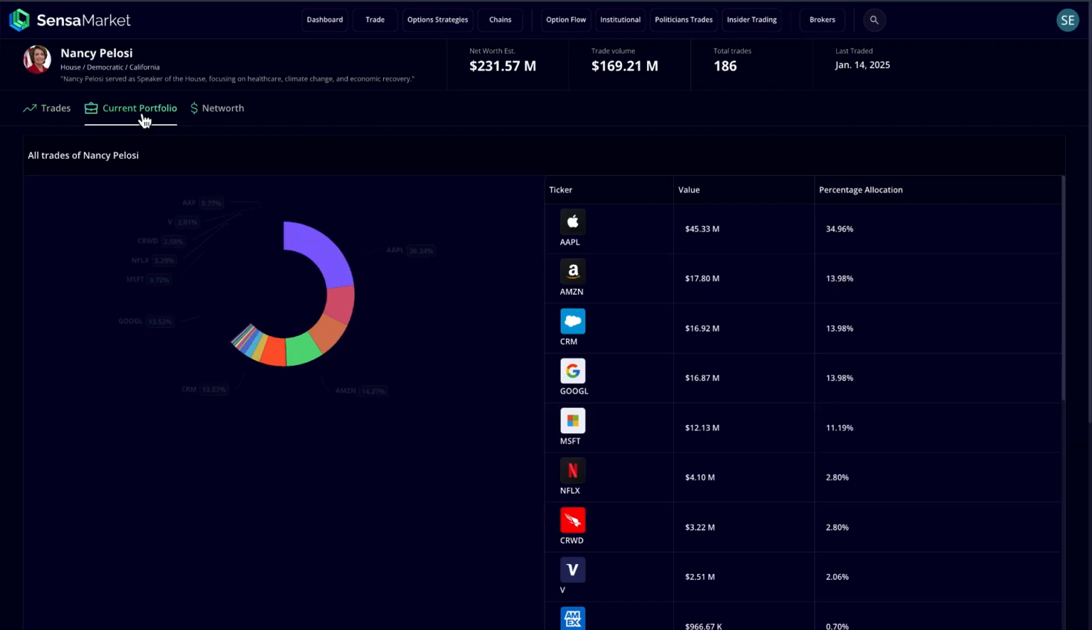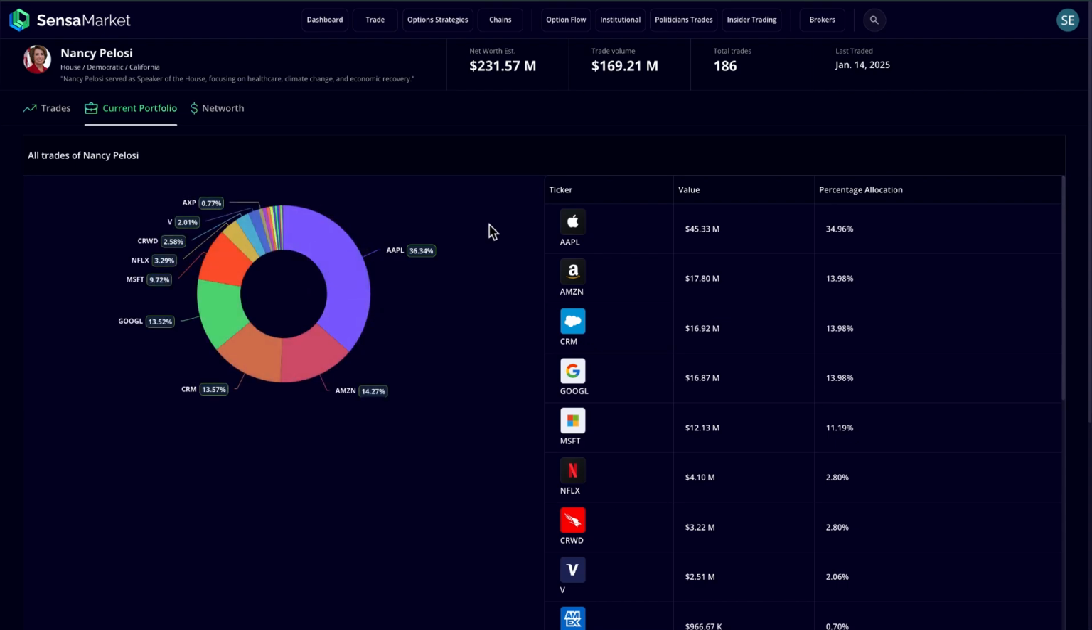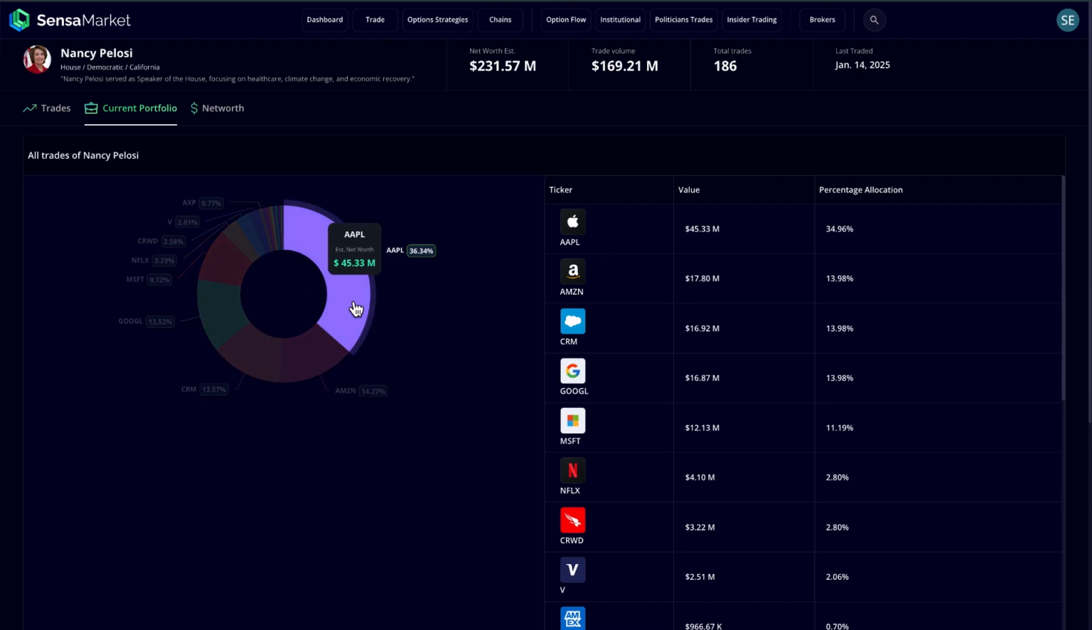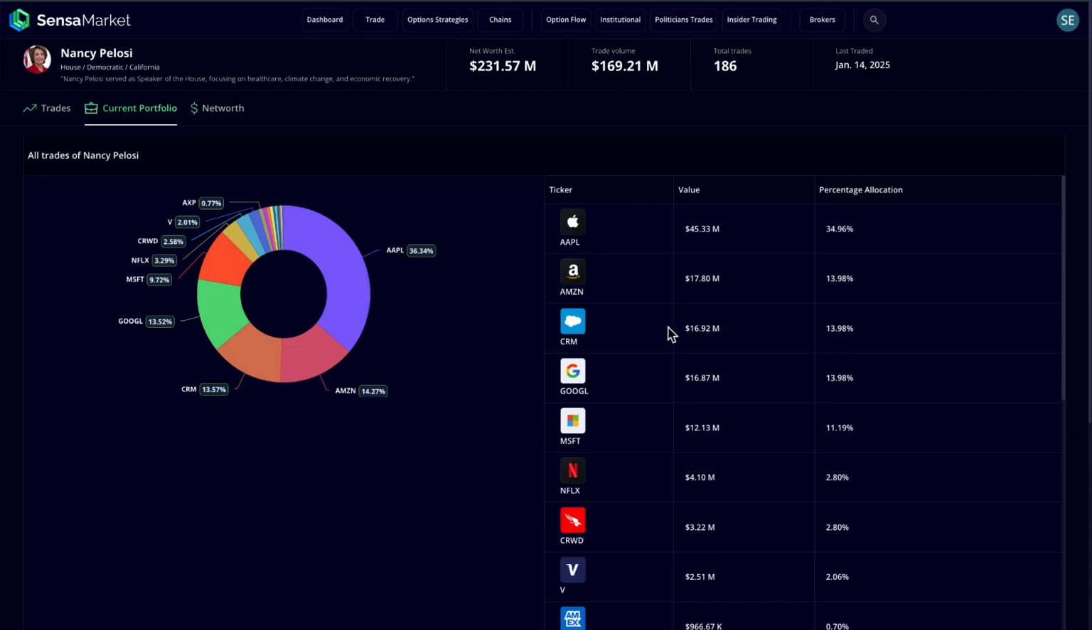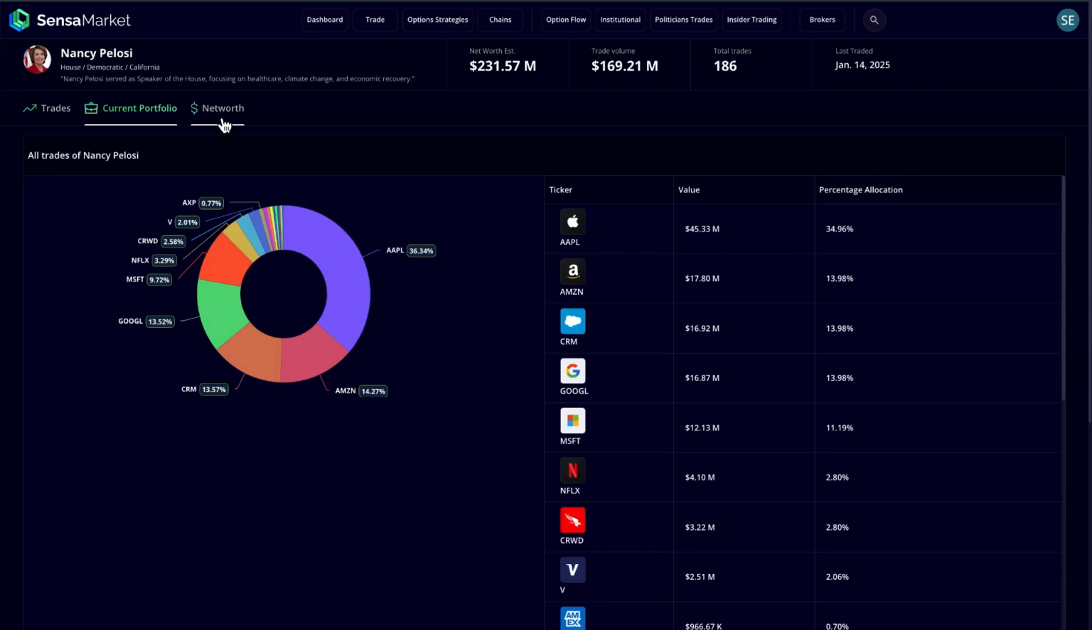The Current Portfolio tab shows you what the politician currently holds based on their latest disclosures. The donut chart on the left visualizes their holdings by percentage, and the table on the right lists each ticker, its current value in their portfolio, and its percentage allocation.